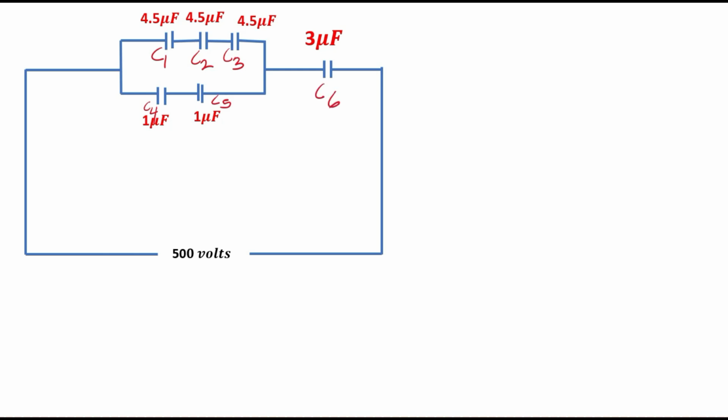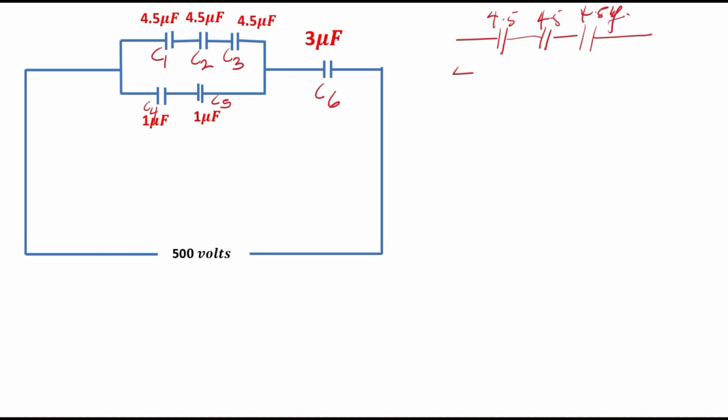Obviously, you see that C1, C2, and C3 are in series. C4 and C5 are in series. Let's solve for the equivalent capacitance of the series circuits first. That means my C1, C2, and C3. Here's the 4.5, 4.5, and here's the 4.5 microfarad.